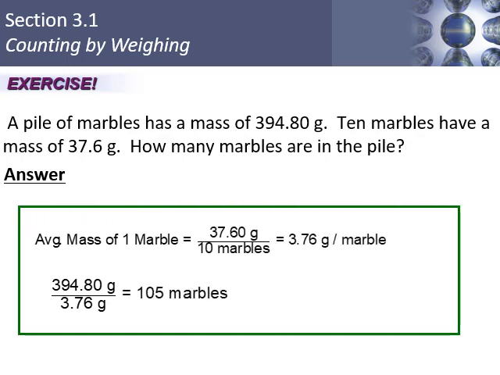So when we divide the 37.6 by 10, we get 3.76. That's the mass on average of one marble. And when we divide this number by 3.76, that tells us about how many marbles we have, and it turns out to be 105. So just divide this number that was given in the problem statement by this number right here that we figured out.